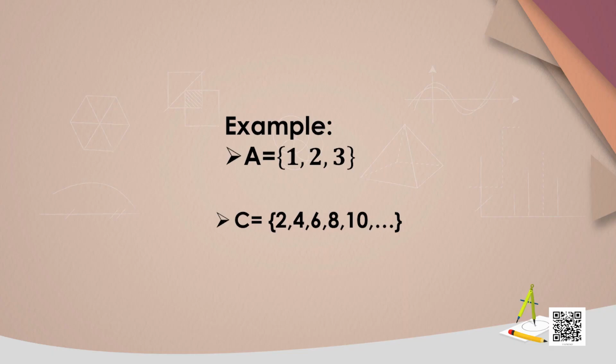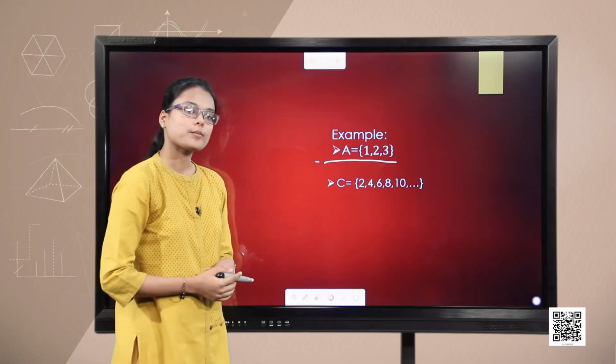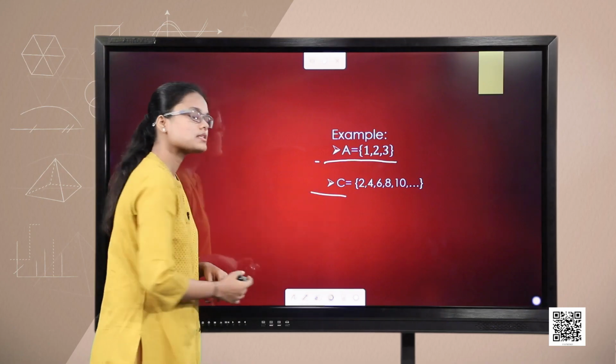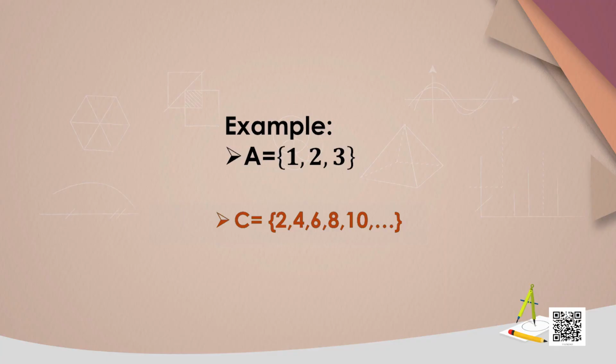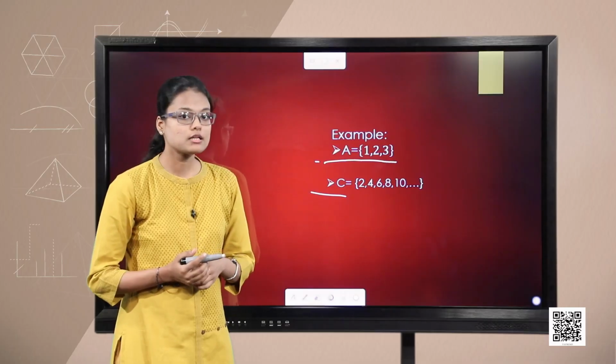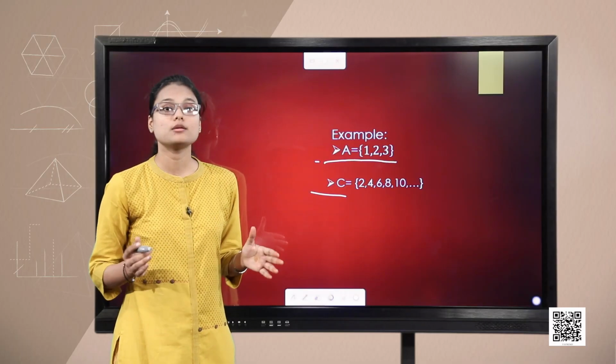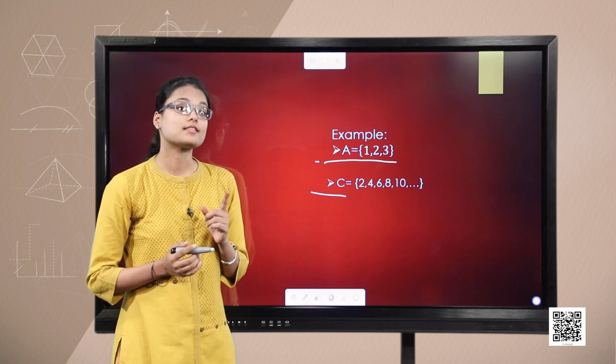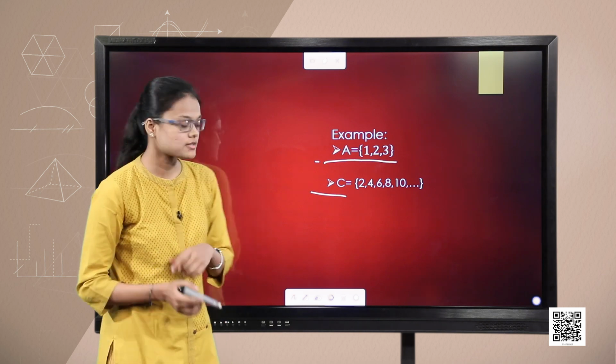How many elements are there in the set A? 1, 2 and 3. 3 elements. How many elements are there in the set C? Notice C is the set of all even numbers. They are 2, 4, 6, 8, 10 and so on. So, how many elements are there in C? Infinitely many. So, students, you must have got an insight into what the next type of set will be.